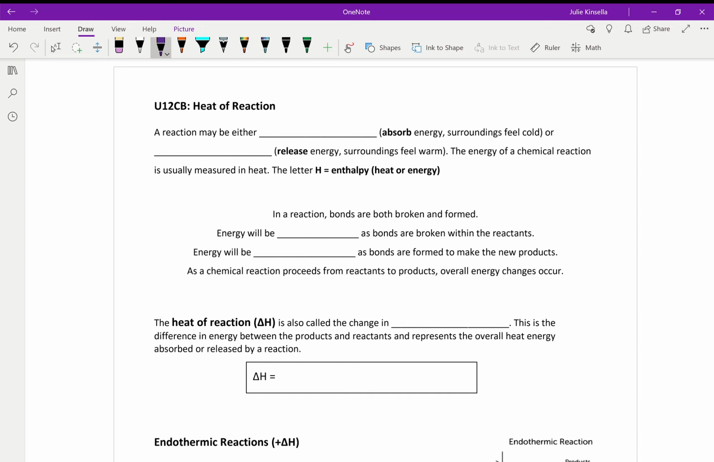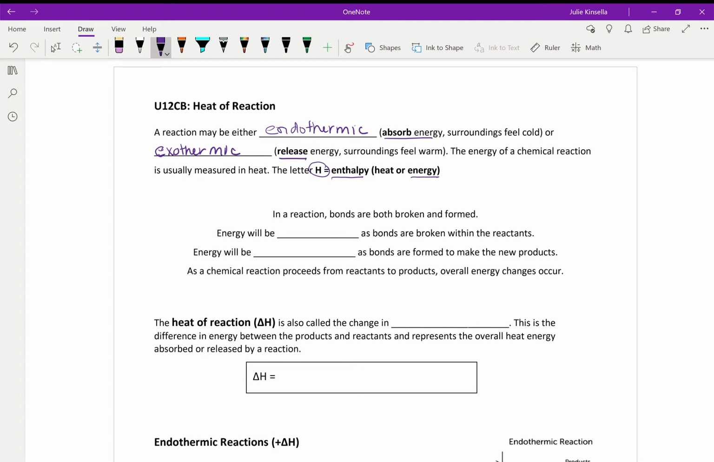All right, we are going to be going over the energy that's involved in chemical reactions and talking about heat of reaction. A reaction can either be endothermic, which means it's going to overall absorb energy, or it can be exothermic, which means overall it's going to release energy from the reaction. The energy of a chemical reaction, we usually measure in heat. We'll be talking about energy in terms of enthalpy. Anytime you see or hear enthalpy, think energy, and you'll see it represented with a capital H.